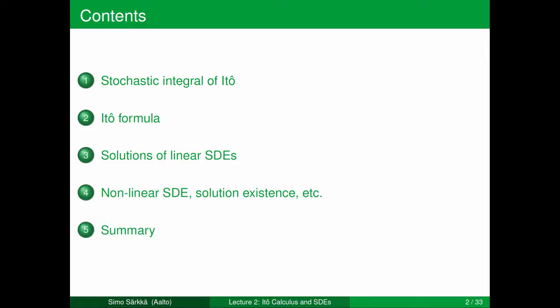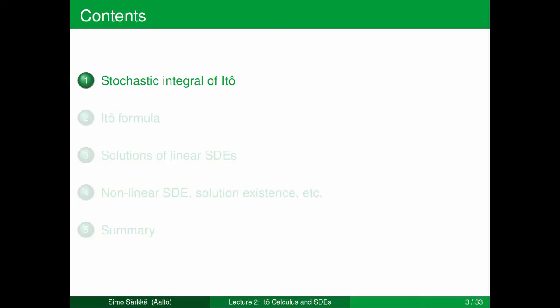Then we will take a look at the Ito formula, which is the formula used to replace the chain rule in ordinary calculus. Then we will rederive the solutions to linear SDEs by using the Ito calculus instead of the heuristic arguments used during the last lecture. Then we will take a look at nonlinear SDEs, their solution existence theories, and other things that we will come back to during the later lectures. Finally, we will summarize the lecture.